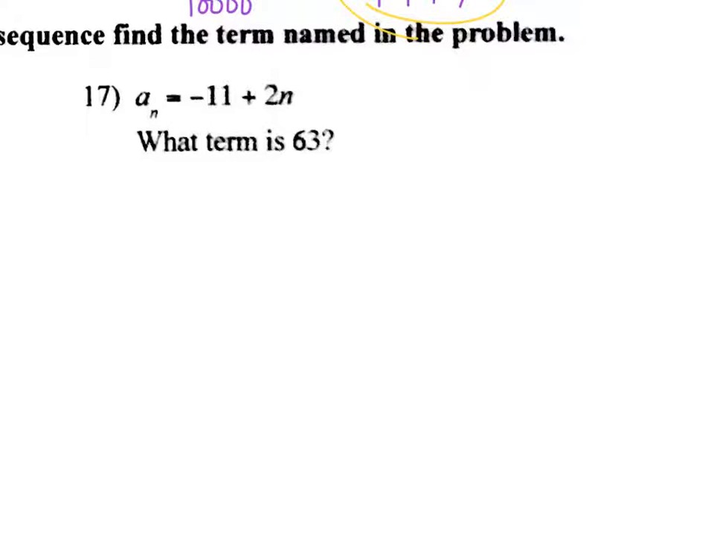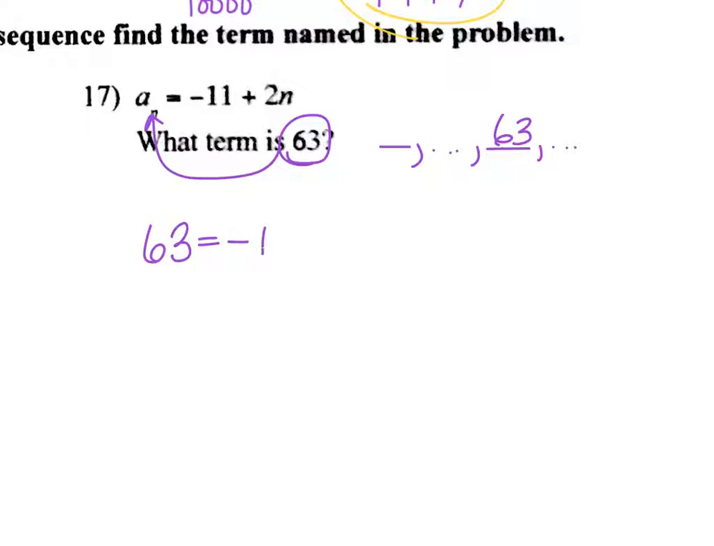All right, so this question is kind of asking backwards. It's saying, what term is 63? So it's that same question of like, you've got a list of terms and somewhere in there is 63. Where is that in the list? So when that happens, we don't plug in for n. Instead, we set our equation equal to that value. So 63 equals negative 11 plus 2n. And then you just solve like normal.